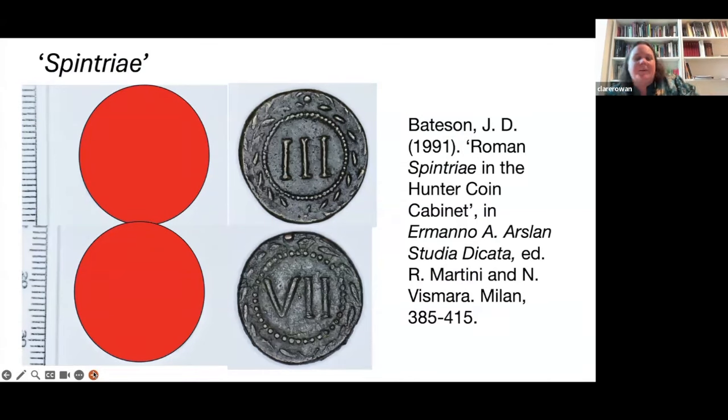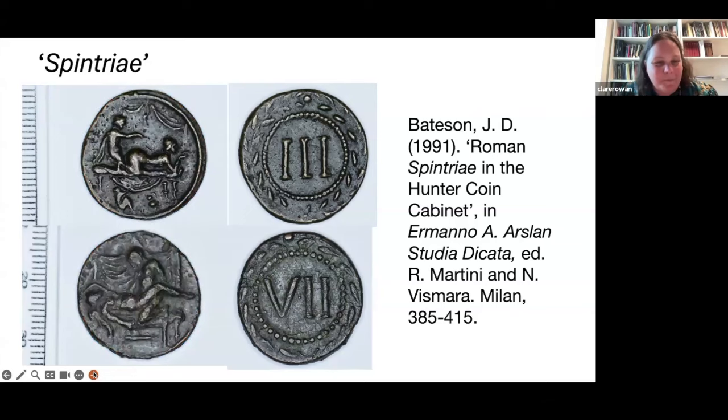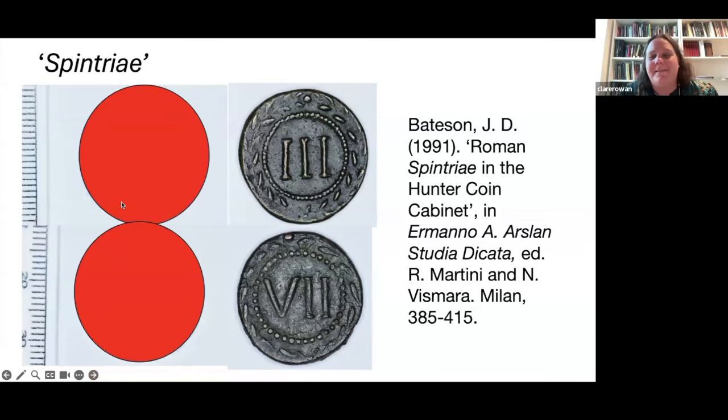The most famous tokens, which you might have heard of before, are the so-called spintriae. I have censored myself because I don't know who's on the call. If you are someone who is very easily offended by sexual imagery, or if there are any children in the audience, now is the time to close your eyes as I reveal what spintriae show, which is sexual imagery, as you can see here. The top one actually also involves a monkey. That's what's underneath here. Okay, I'm going to censor them again. You can open your eyes if you're closing them.